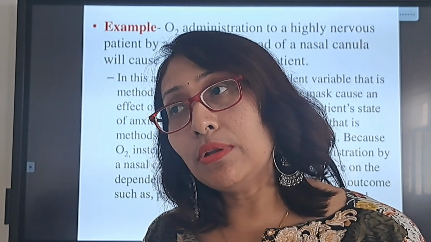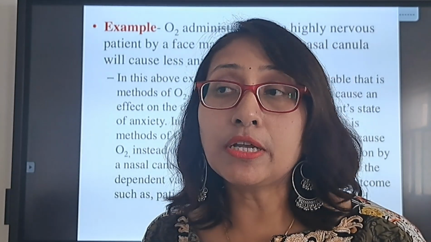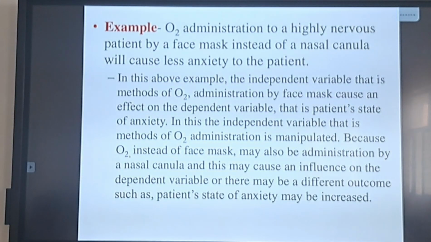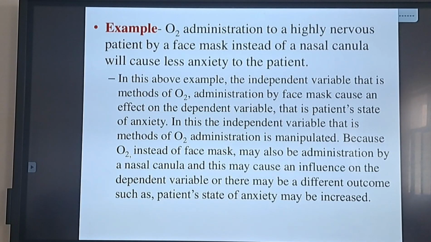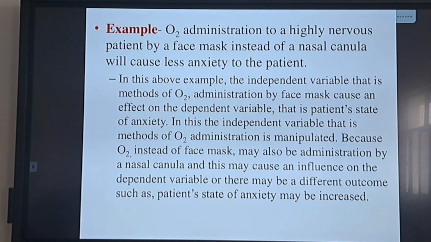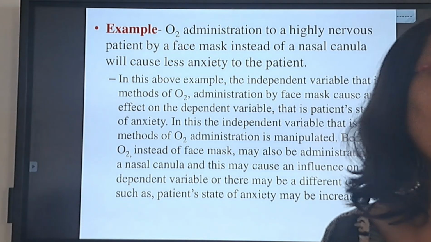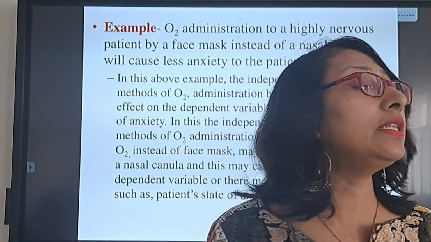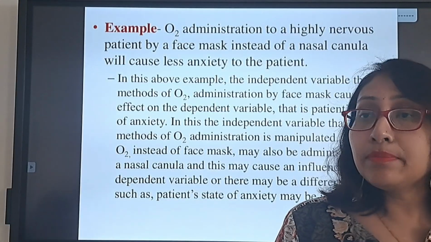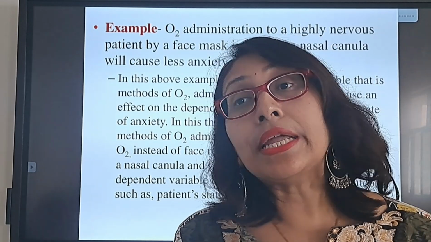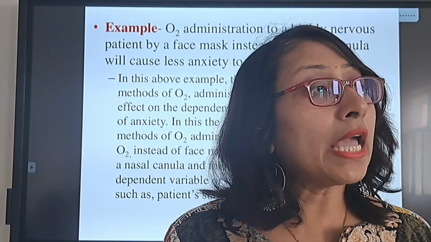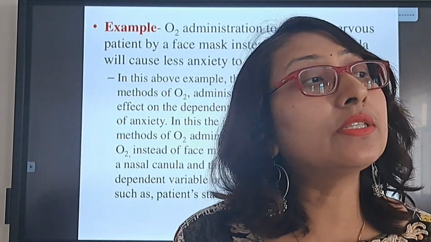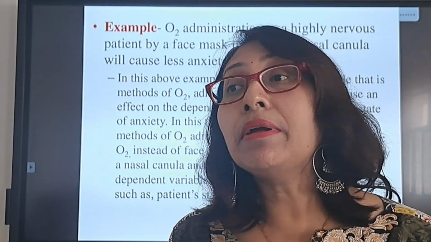Only thing you have to regulate and monitor is how many liters per minute of oxygen you are administering to the patient. Okay, so this is one example. Now in this above example, the independent variable is the method of oxygen administration. Do you agree with me? How you are administering the oxygen. Method of administering oxygen is your independent variable. The way you administer the oxygen will have an impact on the nervousness of the patient. That is the dependent variable.